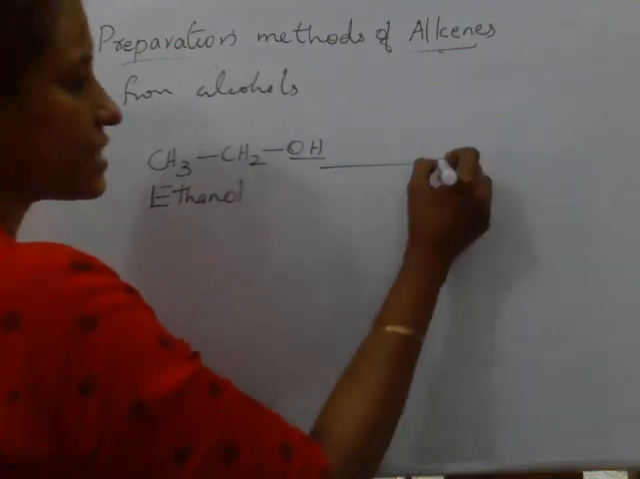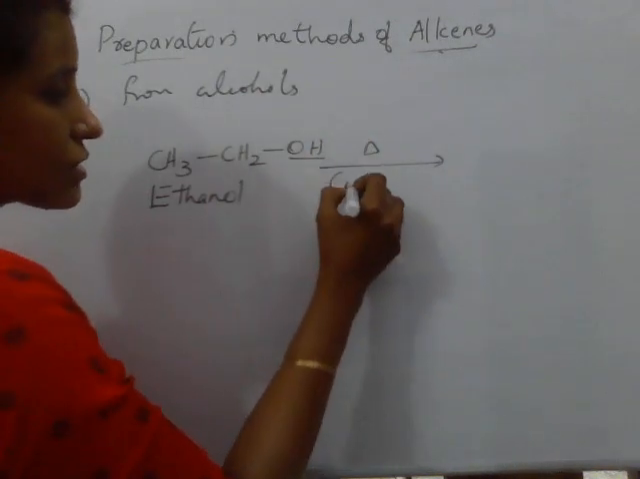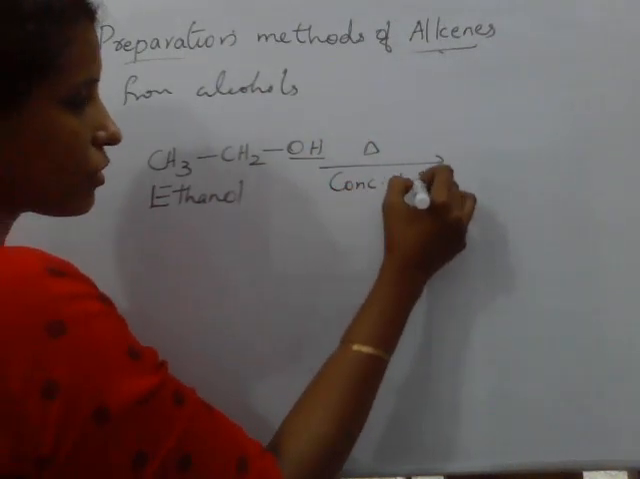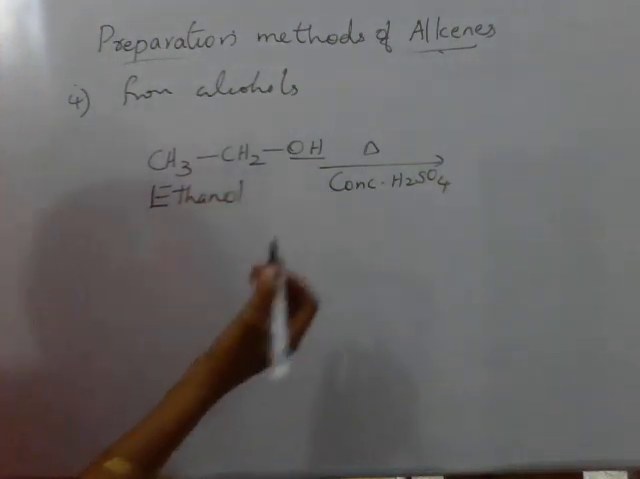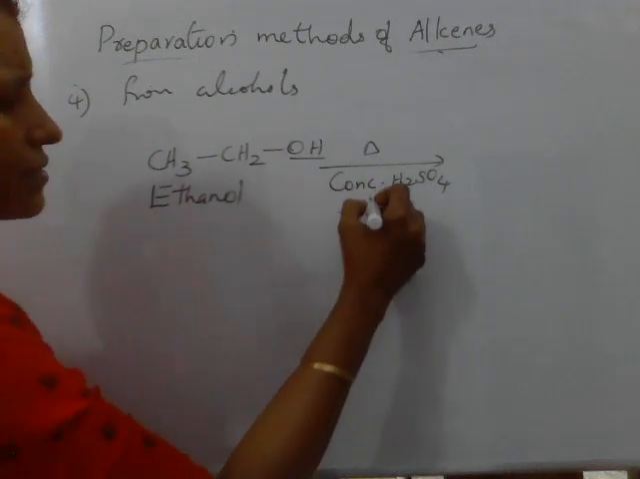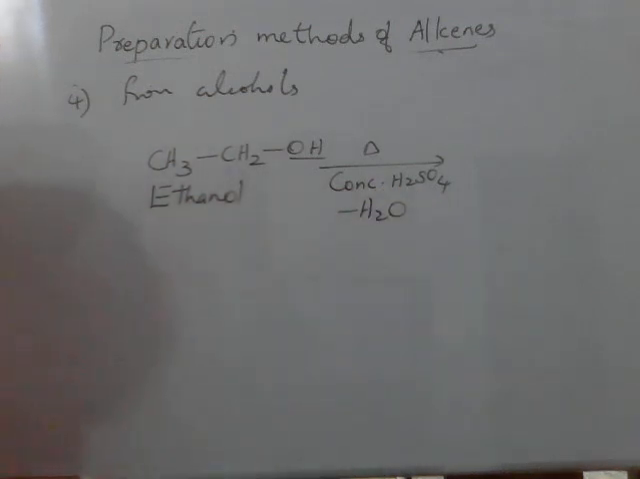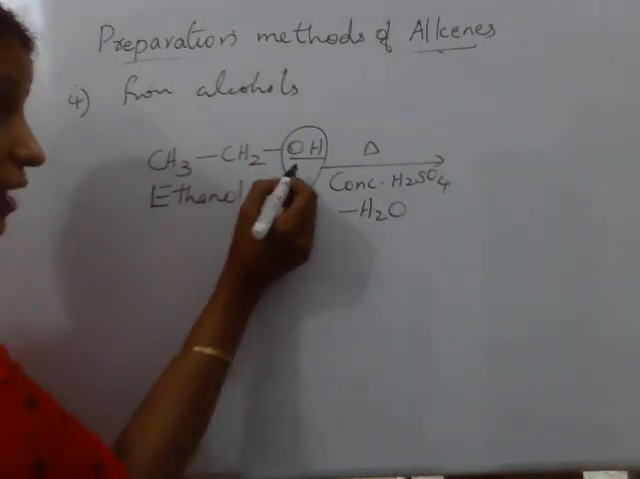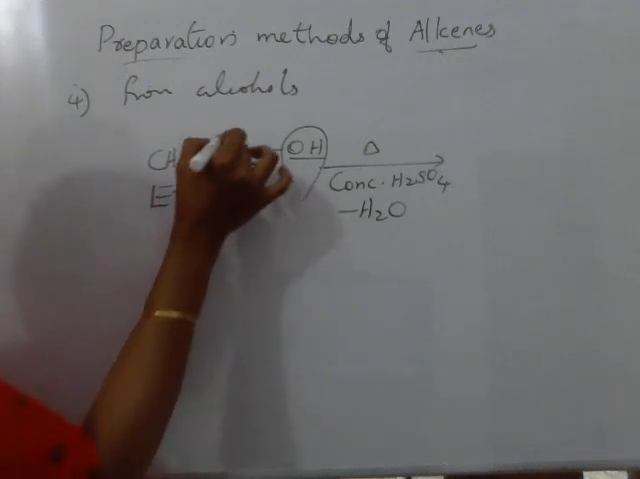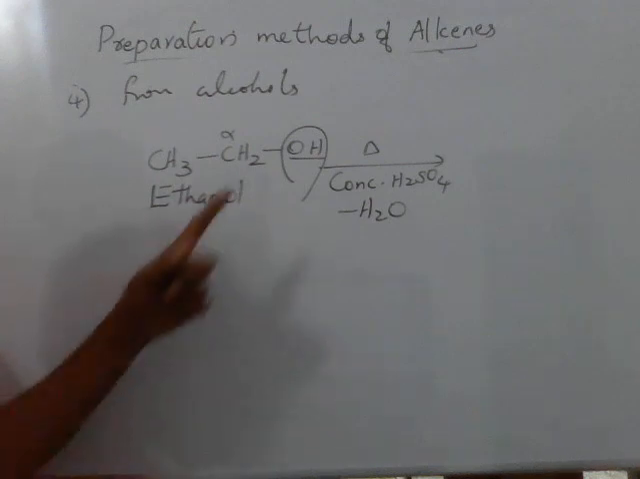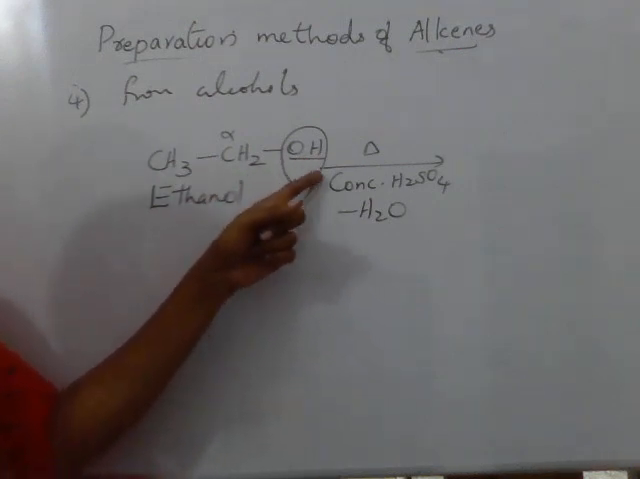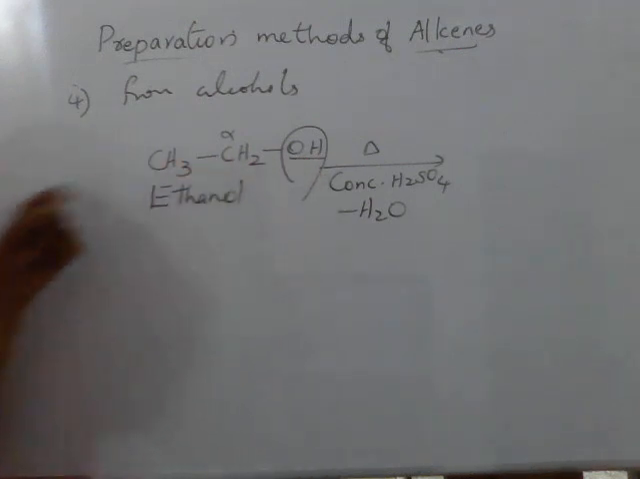Here when it is heated with concentrated sulfuric acid, here concentrated sulfuric acid acts as the catalyst. When it is heated with concentrated sulfuric acid, what happens? A molecule of water will be eliminated. How? The OH group, this functional group attached to the carbon atom will be named alpha, as we said in the alkyl halide. Here the functional group is the OH group. OH directly attached to the carbon atom is named alpha.